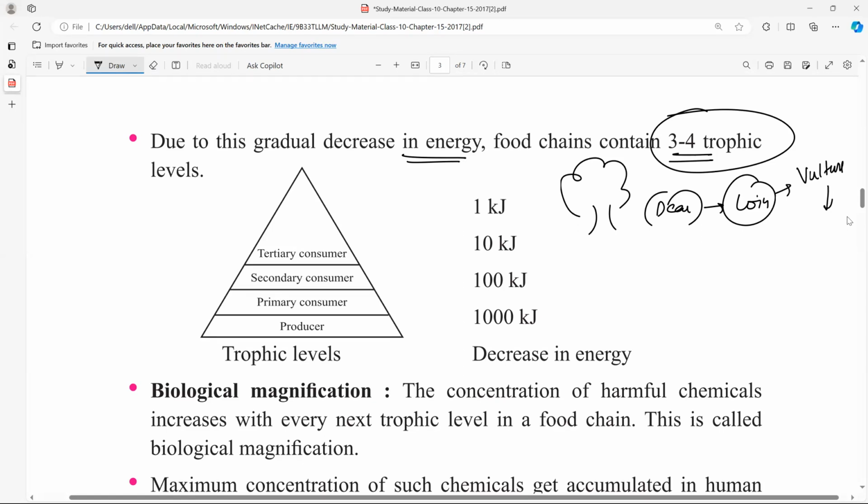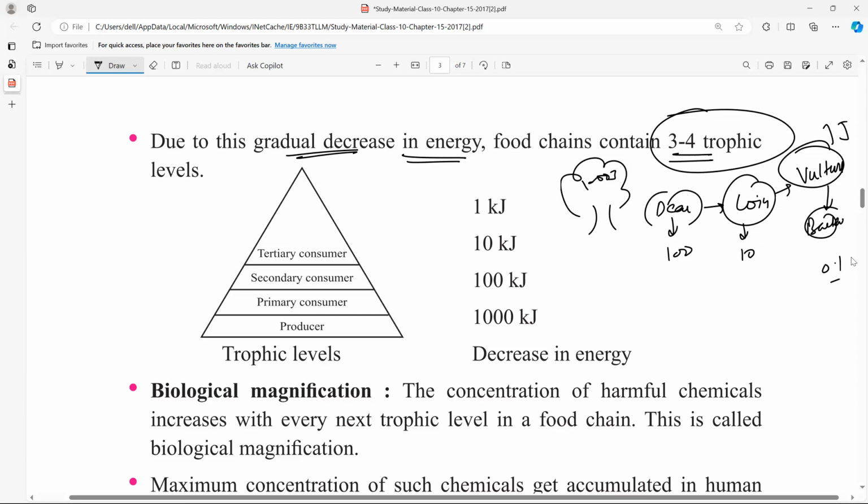And the vulture when decomposed is eaten by the bacteria. So it does not keep on going. We can simply say that the food chain can be up to 3 to 4 trophic levels, because the energy is very, very less. The vulture is going to receive only 1 joule of energy out of 1000 joule, and then bacteria is going to receive only 0.1. So due to this gradual decrease in energy, the producer has 1000 joule, then the primary, secondary, and tertiary consumers.